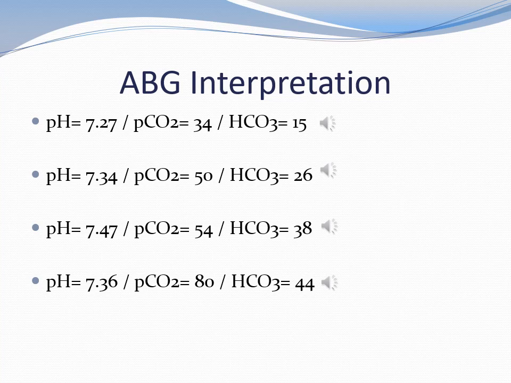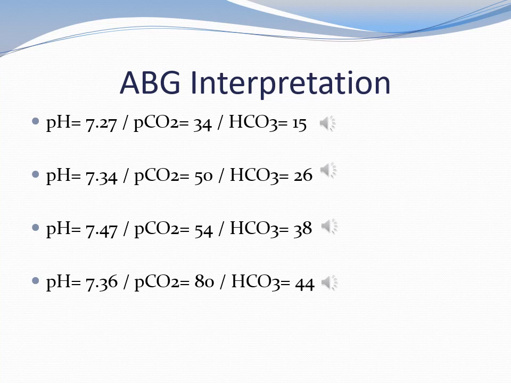When we're looking at the first problem, we've got a pH of 7.27, which we already know means that the patient is acidotic. So now we need to figure out where that is coming from. The higher the CO2, the more acidotic the patient is. The lower the CO2, the less acidotic. When we go to bicarb, the higher the bicarb level, the higher the pH will be and the more alkalotic, and the lower the bicarb, the less alkalotic the patient will be.